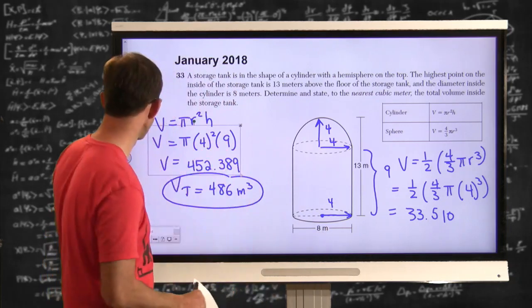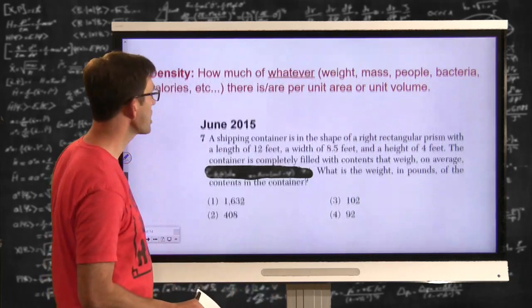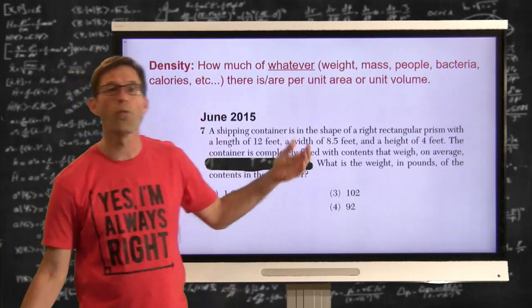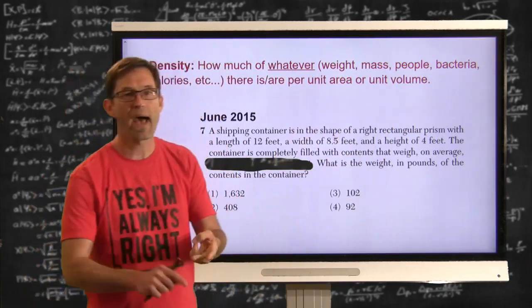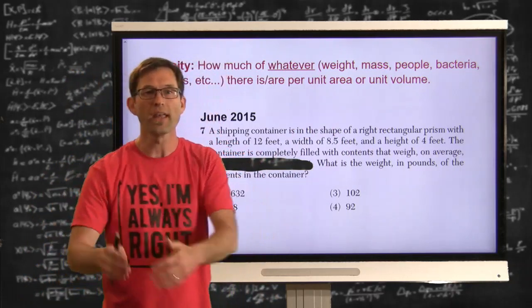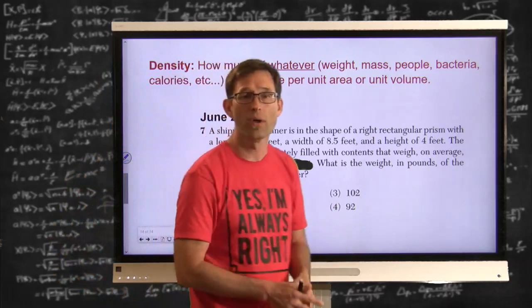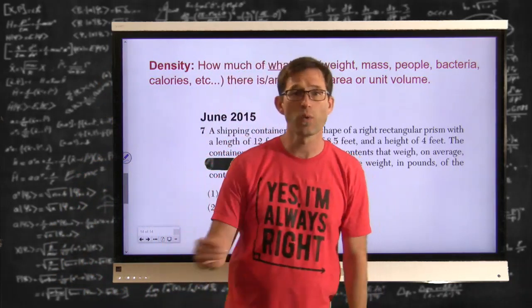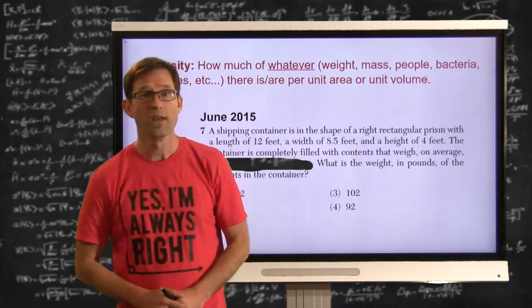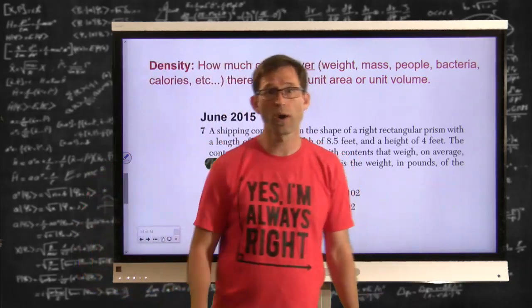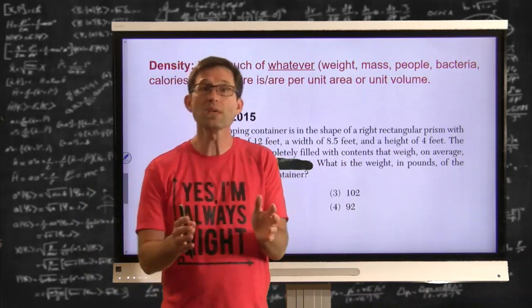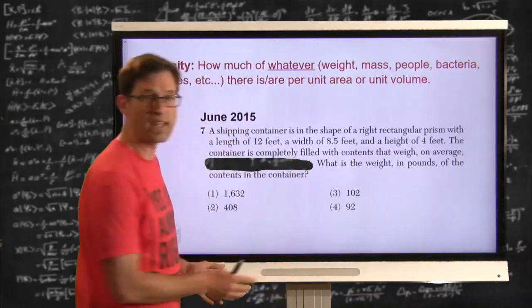All right, let's talk about density really quick. Density is simple enough. It's how much of whatever, weight, mass, people, bacteria, calories, I don't care, is sitting inside of whatever. When I tell you that a dozen eggs is 12 eggs per dozen, that's a density. 12 eggs per dozen. 15 people per square meter. That would be really cramped, by the way. But those things are densities, and they're very easy.